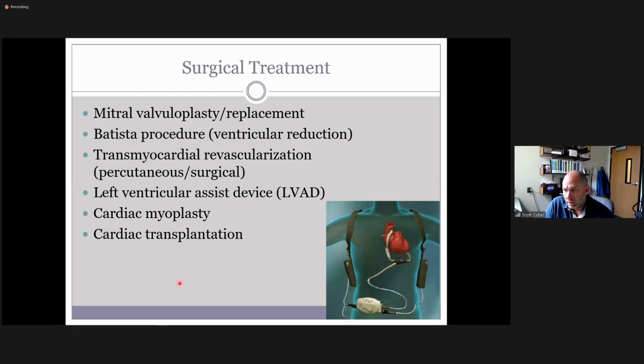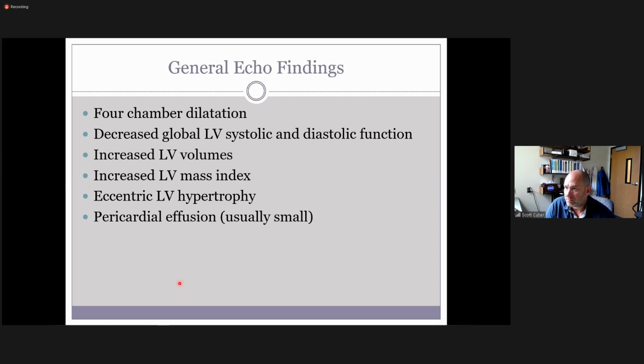They could do cardiac myoplasty. So again, it's taking segments and cutting the muscle, repairing it. Or they could do cardiac transplantation, which would be your last measure. So it's putting a new heart in. Obviously, there's not a whole lot of those to go around, so that's not a good option. The last option.